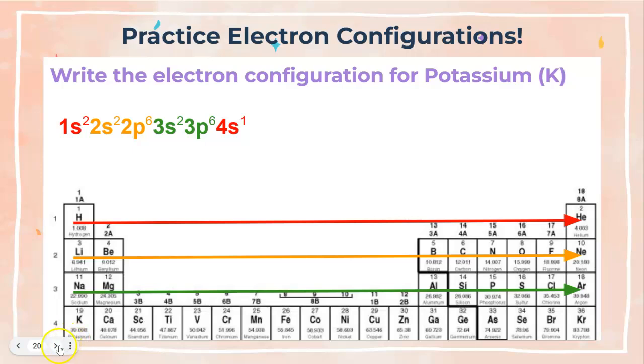Now you're in the fourth row, and in the fourth row, K is the first element, so that is 4, block S, first element, so 4s1. And that is the full electron configuration for potassium.